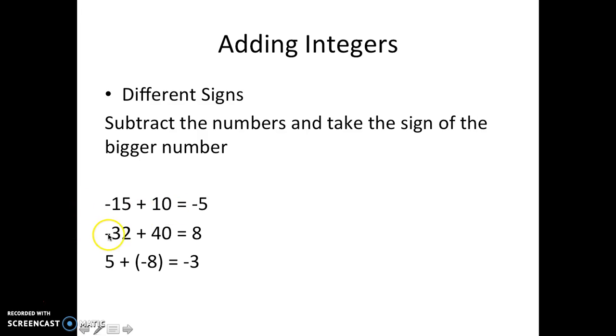Let's do the next example. -32 plus 40. So you would say 40 minus 32, which is 8. The 40 is the bigger number, so we know our answer is going to be positive. And our last example for right now is 5 plus -8. So 8 minus 5 is 3. 8 is the bigger number, which is a negative number, so your answer is -3.